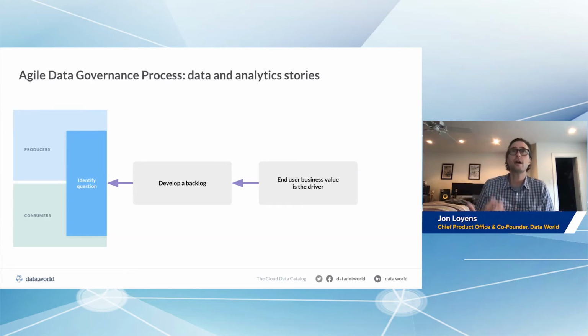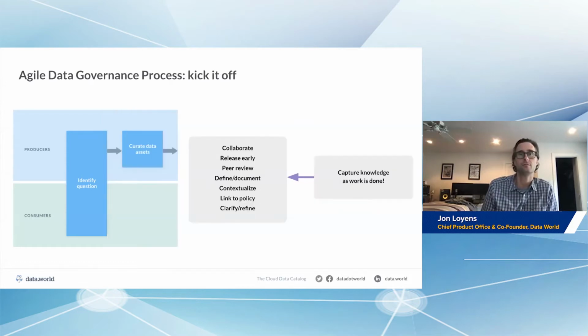Well, to do an agile data sprint, you think about it in terms of use cases. What's your use case? What are your set of user stories you want to develop? Develop that backlog, and that backlog needs to be focused on end user business value. Now, as we start thinking about that backlog and we select those first couple of stories to work on, that first use case to work on, where do you start? You start in that producer side who are trying to quickly curate assets together.